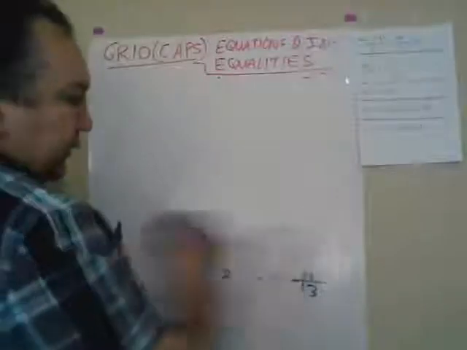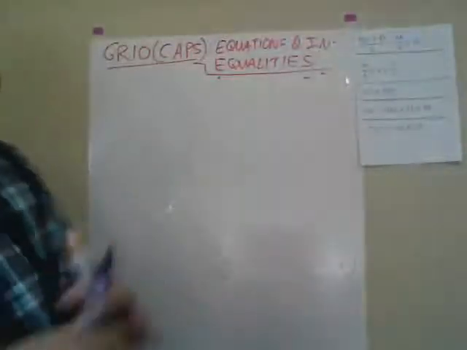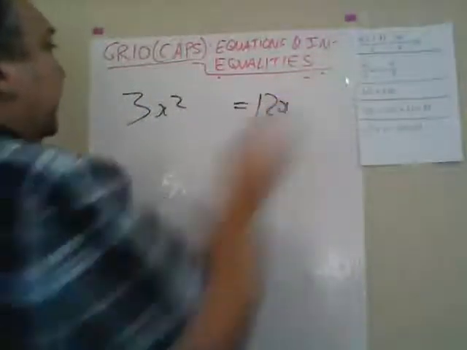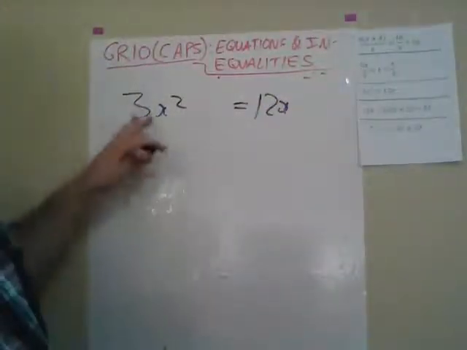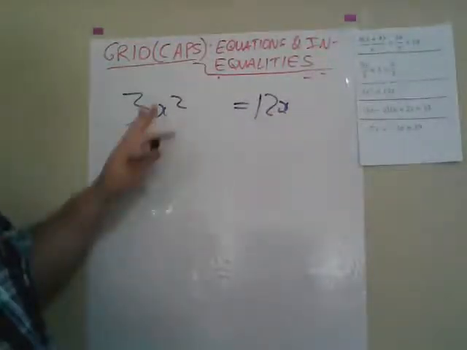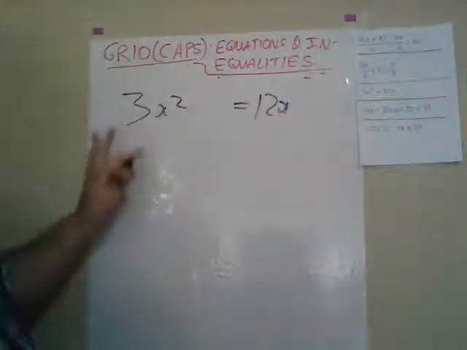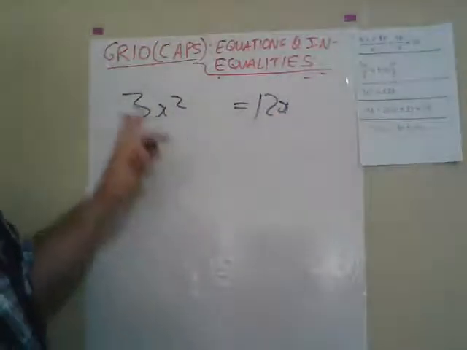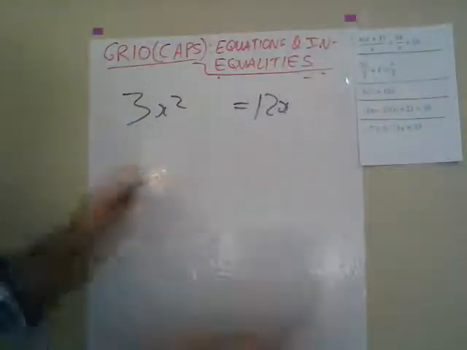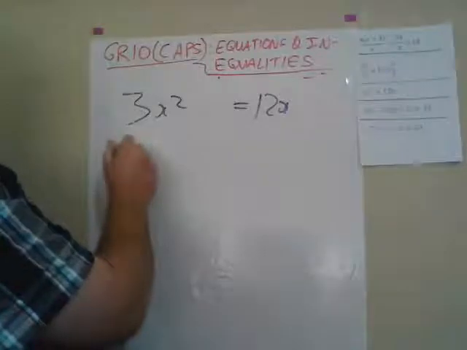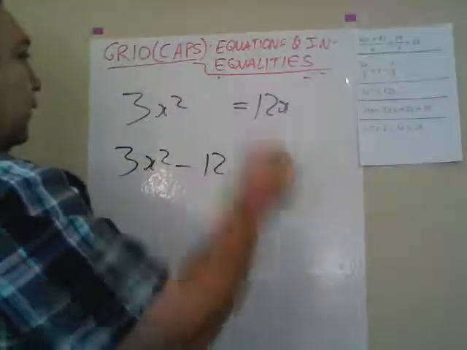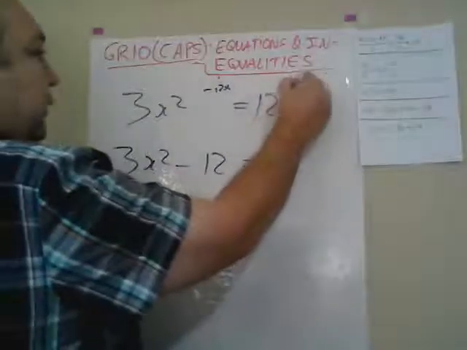We'll see that 3x squared is on the left hand side, and we have 12x on the other side. And there's a common factor of 3 and x in both. But we're not going to divide by x. We could divide by 3, but for now I'm not going to do it. So therefore we bring everything to the one side. Okay, minus 12x minus 12x.